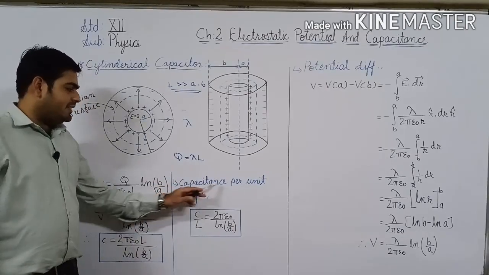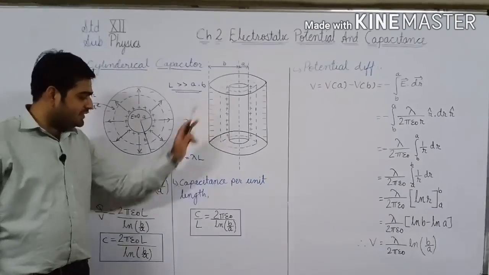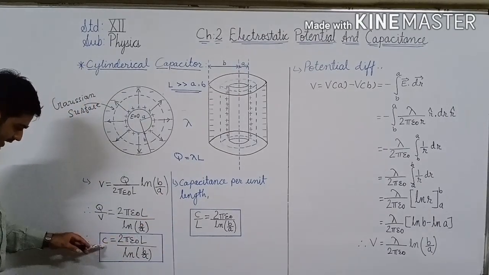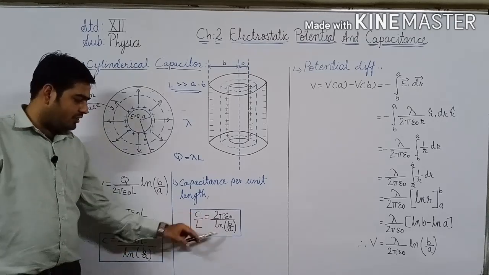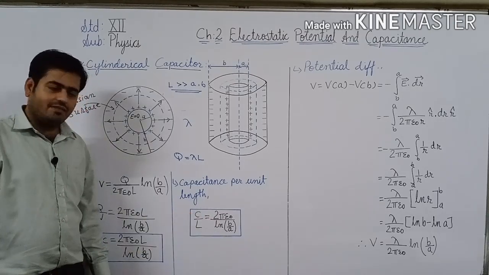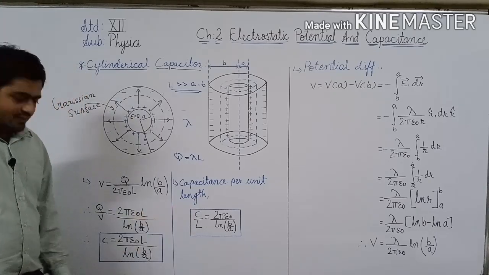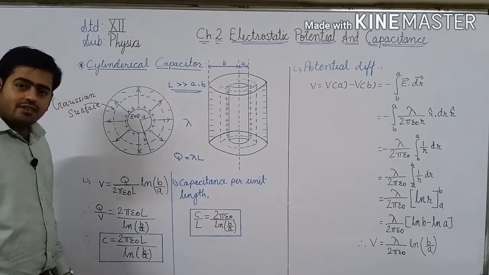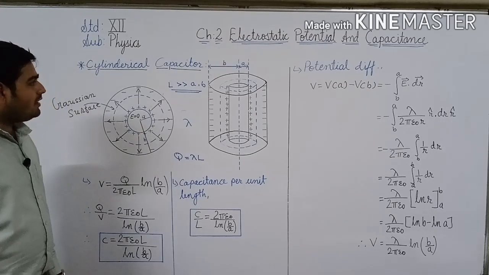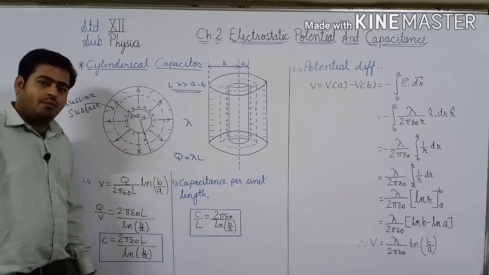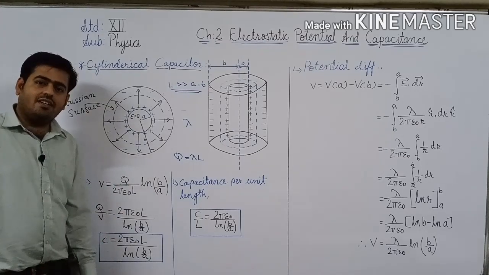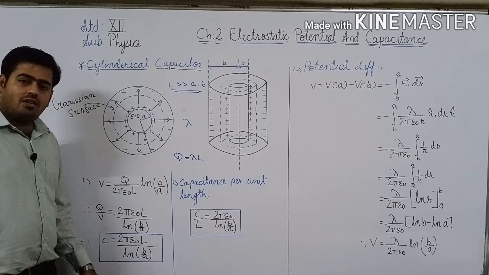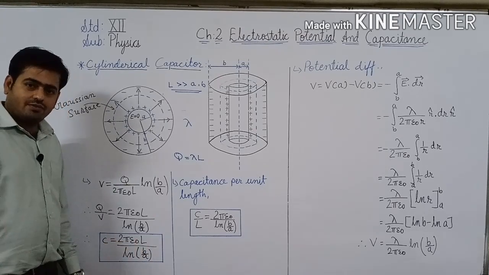Now if we want to find capacitance per unit length, that is C by L. So C by L is nothing but 2 pi epsilon naught upon ln b by a. This is the capacitance per unit length, and this is the capacitance of a cylindrical capacitor. You should remember this formula of the capacitance of a cylindrical capacitor and of a spherical capacitor. Using these formulas you can solve numericals and MCQs.